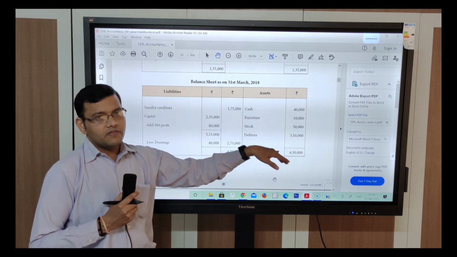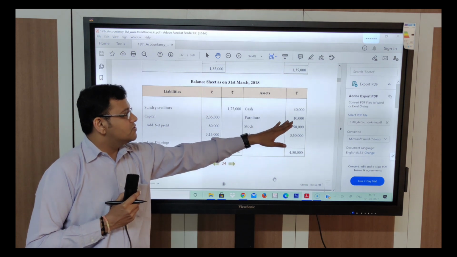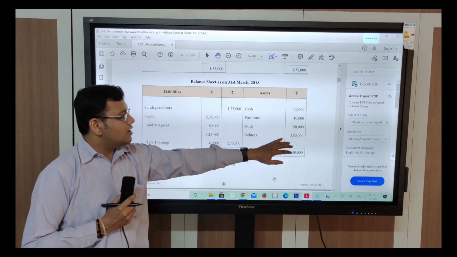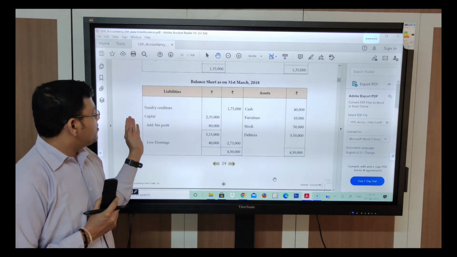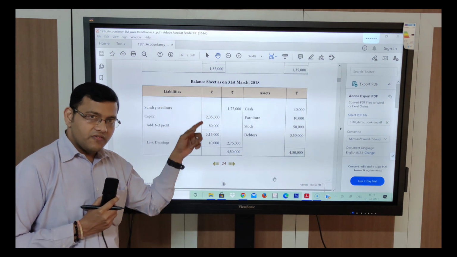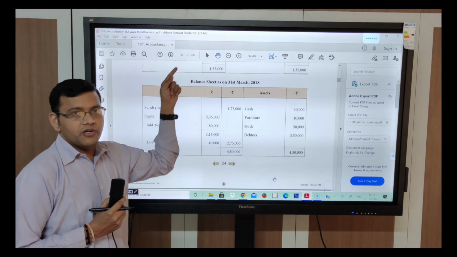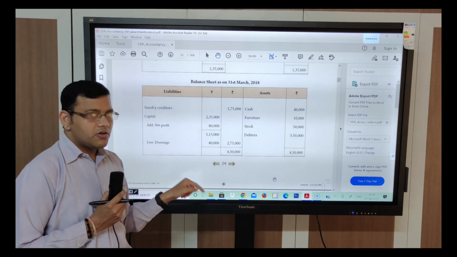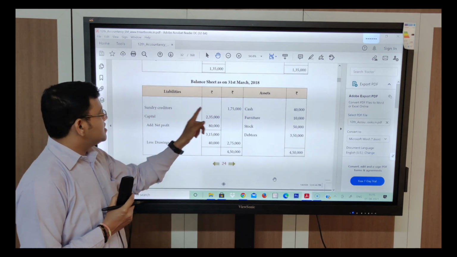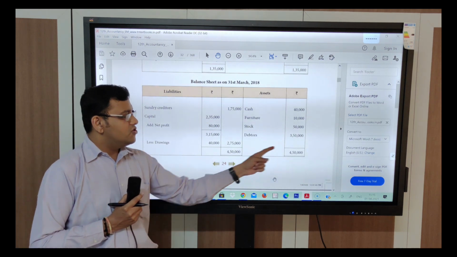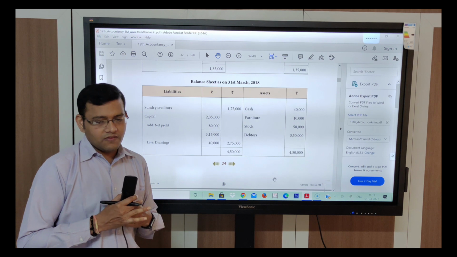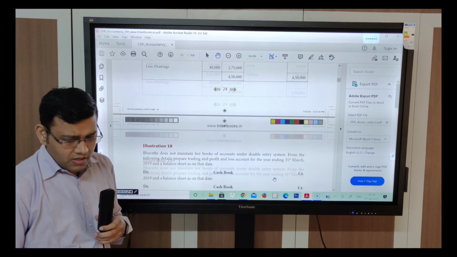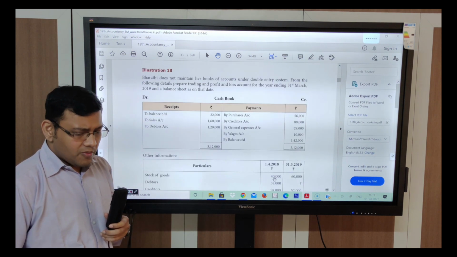So let's prepare the balance sheet. We'll fill in whatever asset items were there: 40,000 cash, furniture, stock, and debtors, and capital was 2,35,000, which was given. This 80,000 we computed from our profit and loss will come over here, and we will separate the drawings of 40,000 and sundry creditors 1,75,000. So your balance sheet should tally at 4,50,000. This is a very comprehensive problem.